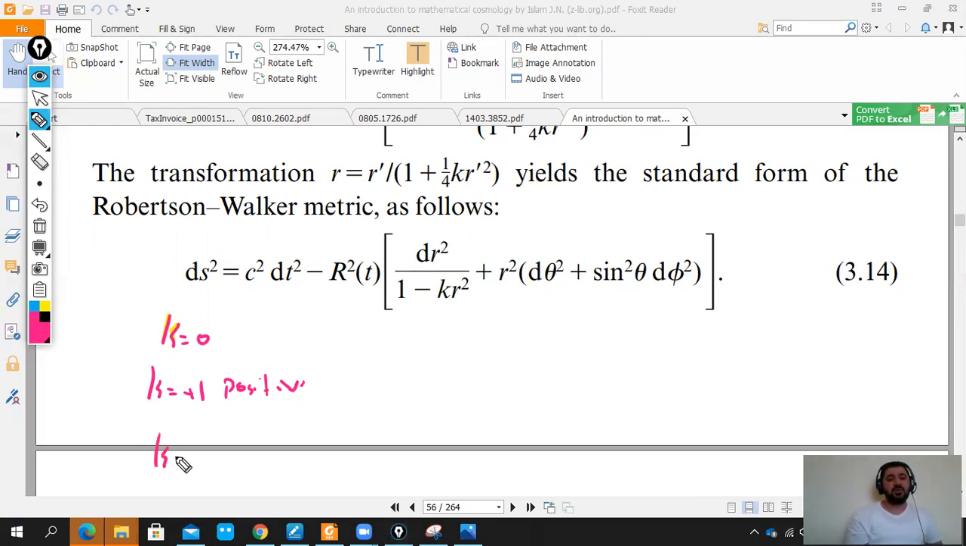Now k equals negative 1 will represent the negative curvature. Classically, or in 2 dimensions, it looks like a saddle shape. So this is about the k. K will represent these 3 possibilities. As I mentioned, until now the highest possibility is that the universe has a flat spatial structure, a zero curvature structure.